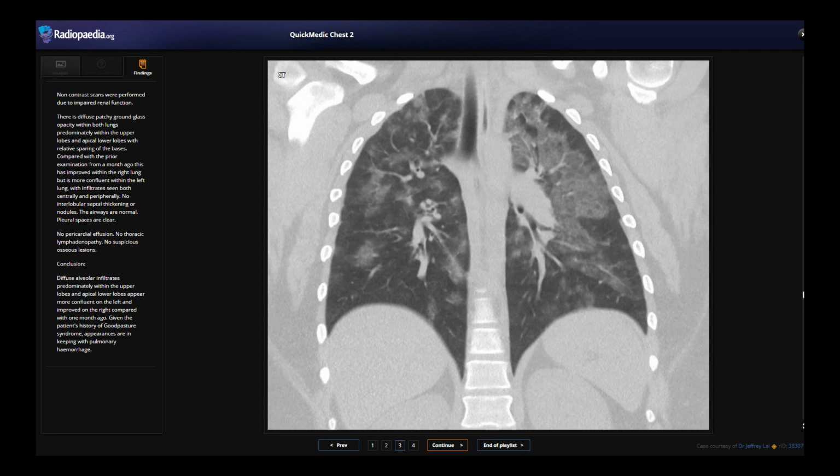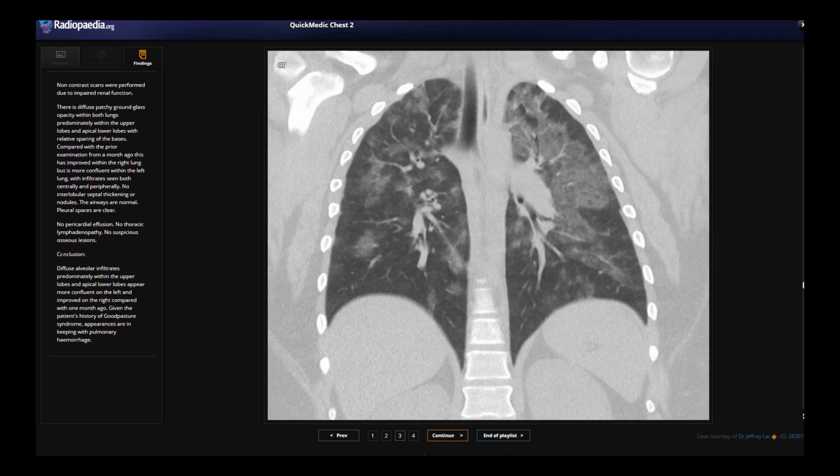Compared with the prior examination, obviously from a month ago, this is improved within the right lung, but it's more confluent within the left lung, with infiltrates seen both centrally and peripherally. No interlobular septal thickening or nodules. The airways are normal and pleural spaces are clear. There's no pericardial effusion, no thoracic lymphadenopathy, no suspicious osseous lesions.